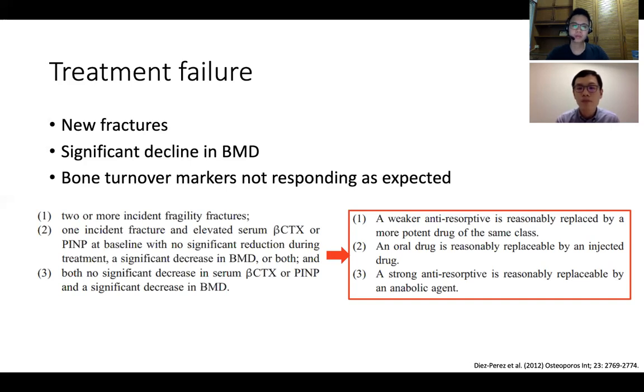And what counts as a significant decline in BMD in terms of numbers? So the significant decline would be if you trend the BMD and you see that the change of BMD versus the previous is greater than your least significant change, the percentage change is more than 4 to 5%.